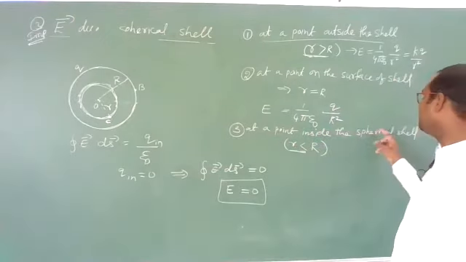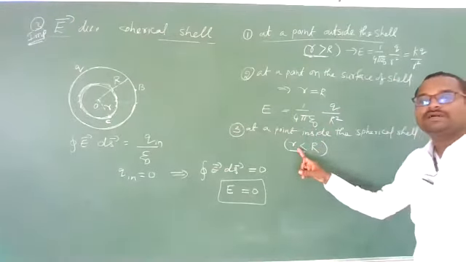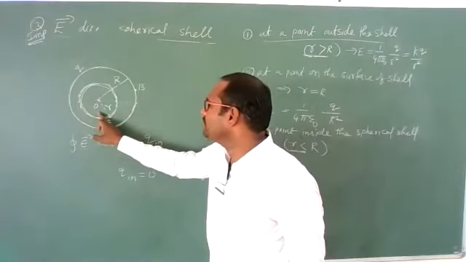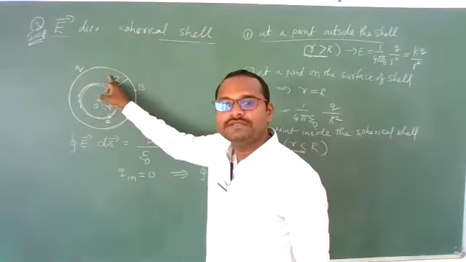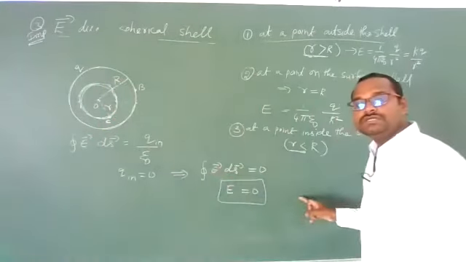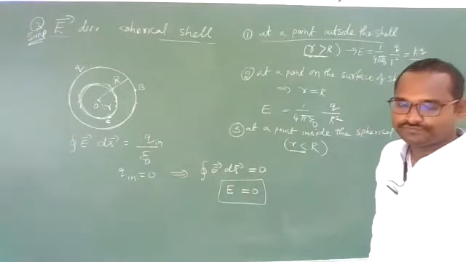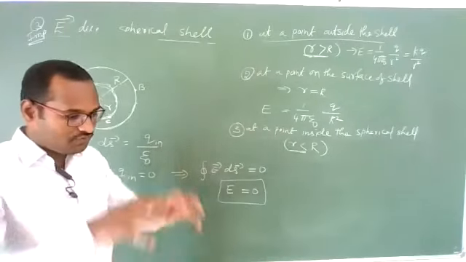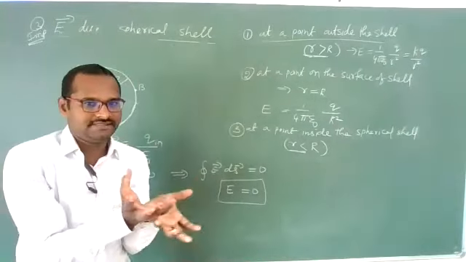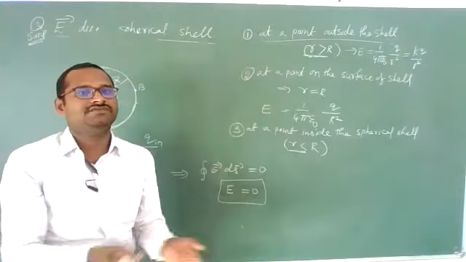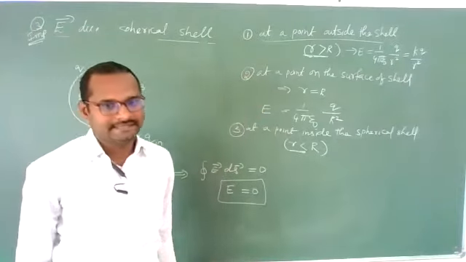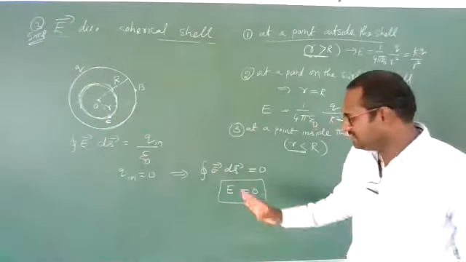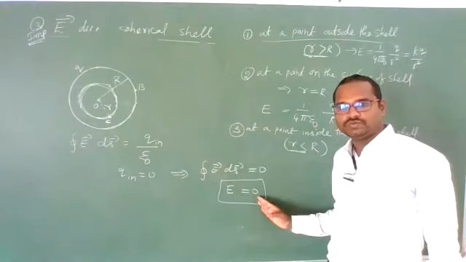Now, at a point inside the spherical shell, small r is less than capital R. At any distance, not only here, it may be here, anywhere, the electric field is 0. Clear? If you consider a spherical surface and give it some charge, then the electric field inside that spherical surface is always 0.